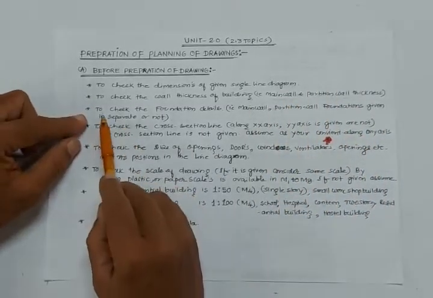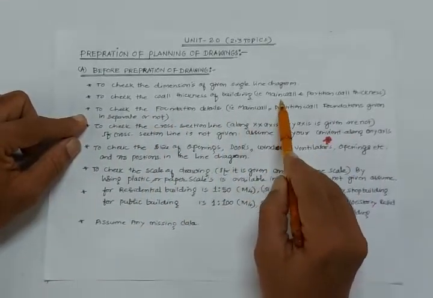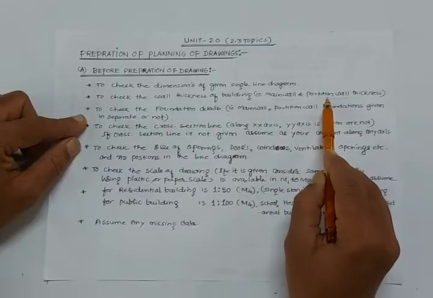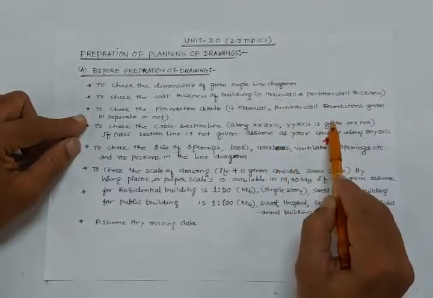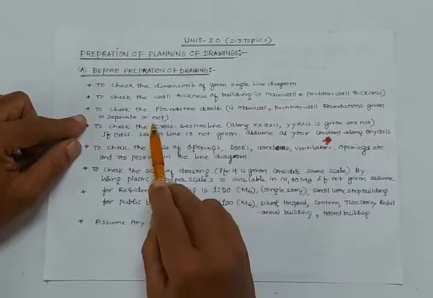And the third one is to check the foundation details, where main wall and partition wall both will be given. In such a situation, there are two foundations. Suppose only one main wall is given, then only one foundation is given.